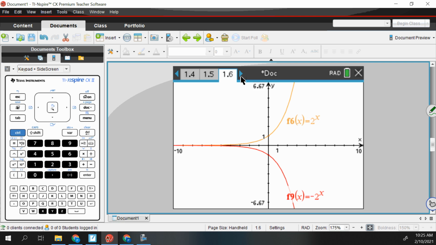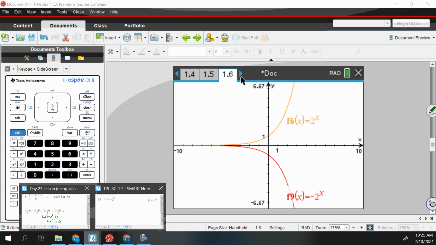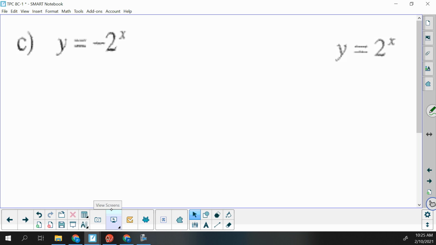Here's our next one. Here's 2 to the x and minus 2 to the x. Notice when you negate out front, it flips over the x-axis. So for C, we'll say reflection over the x-axis.